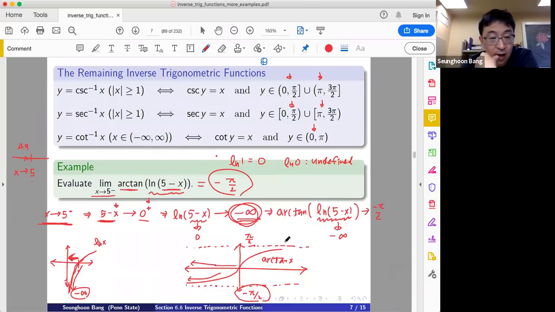Oh, from the right. Okay. So you can change the original one. The x value approaches 5 from the right. What happens? This is another question. You can change it, probably like this: limit as x approaches 5 from the right of arctangent of ln of 5 minus x. What is your answer? What do you think?